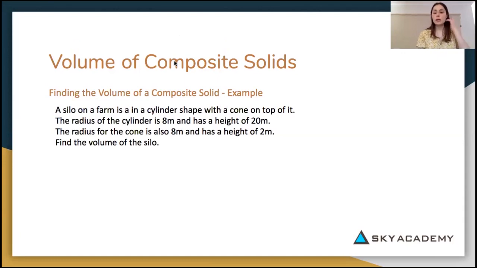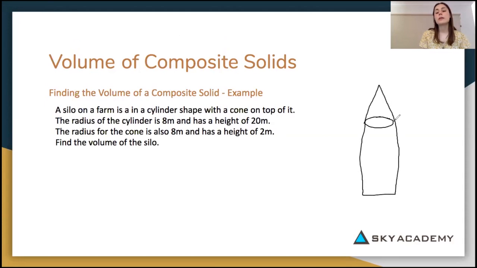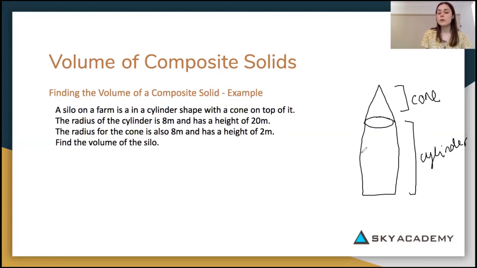They've already kind of broken it up for us. We have a cylinder which looks a little bit like this, and then we have a cone on top of it. This is going to be the shape of our silo. This part is going to be our cylinder, and this part here is going to be our cone. We can see that we need to break it up into 2 steps. First, we'll find the cone volume, then we'll find the cylinder volume, and then we can add them together.